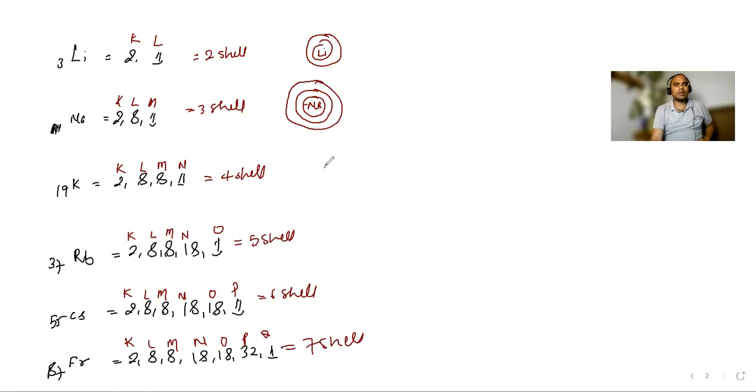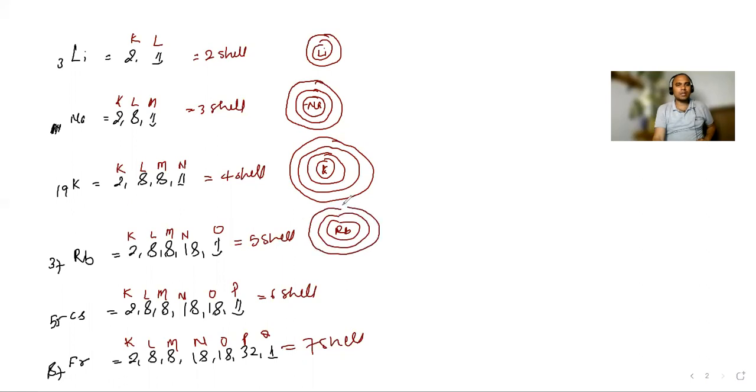Is the size increasing or decreasing? What is happening to the size? See the size, it is increasing. The distance between the nucleus and the outermost electron is increasing. So if you are making rubidium, the size of rubidium is also going to increase only.